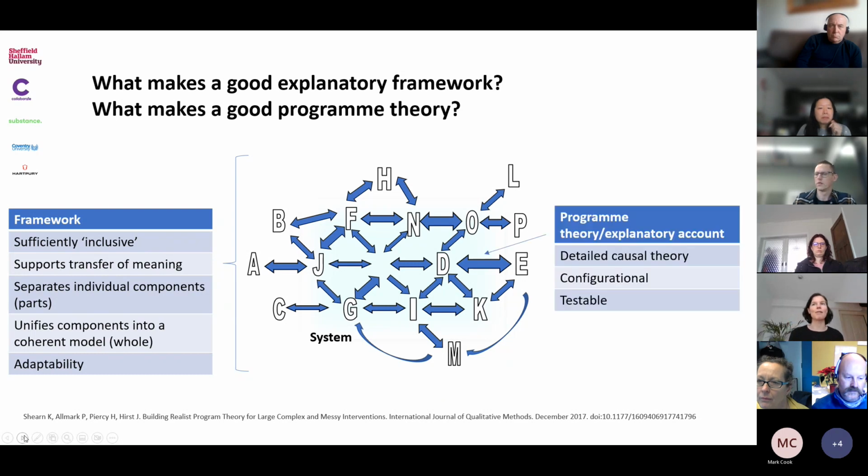And then what makes a good program theory? Like any theory, it should be testable. There should be something about it that allows you to test the assumptions within it. But because we're trying to get under the skin of what it is that is making that change, we want it to be quite detailed, to focus on underlying processes of change and what we describe as configurational.